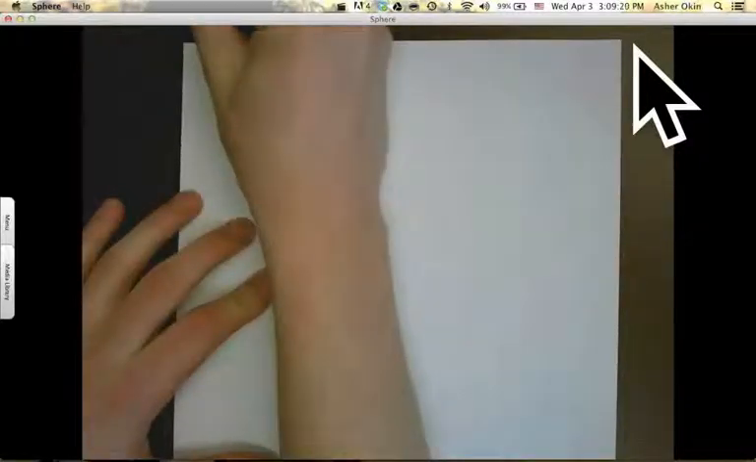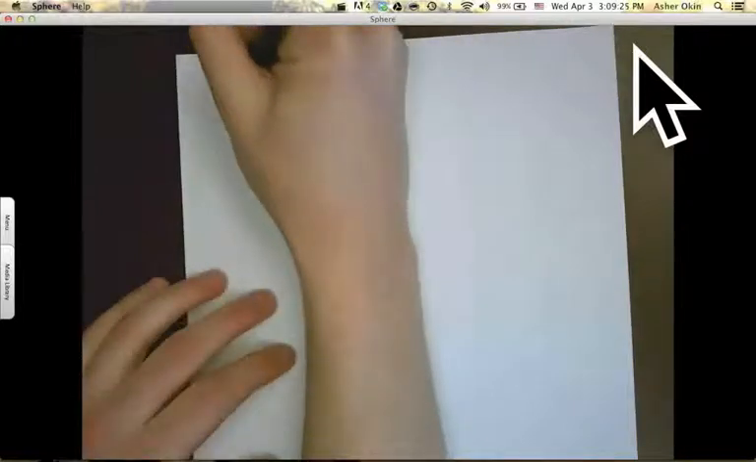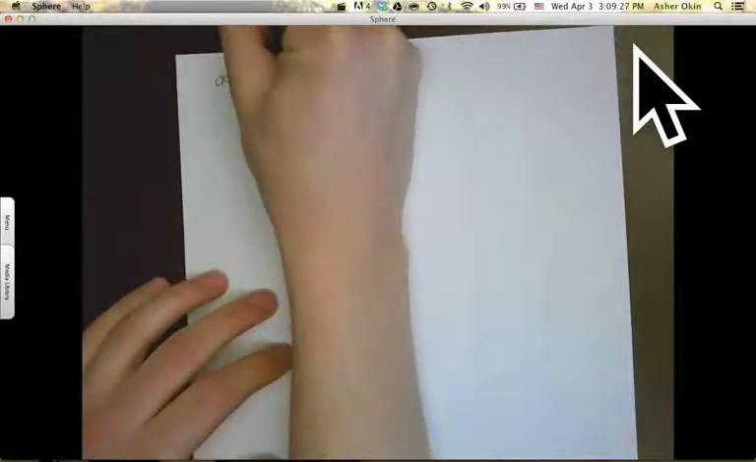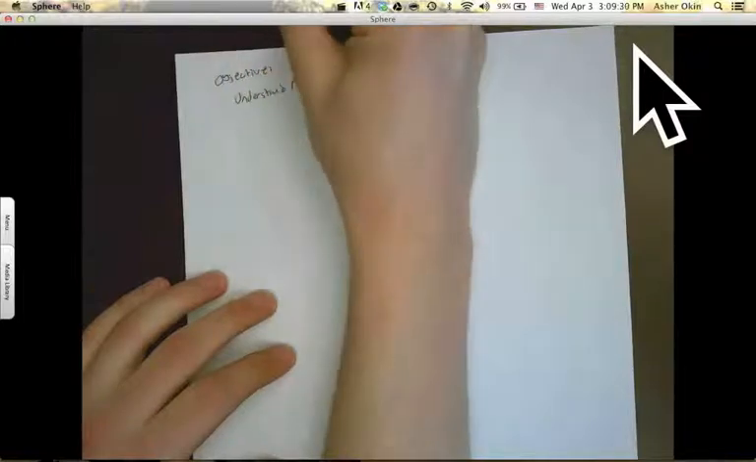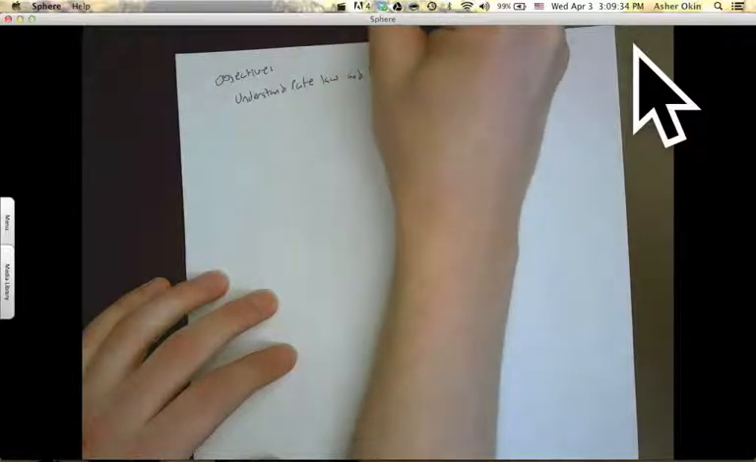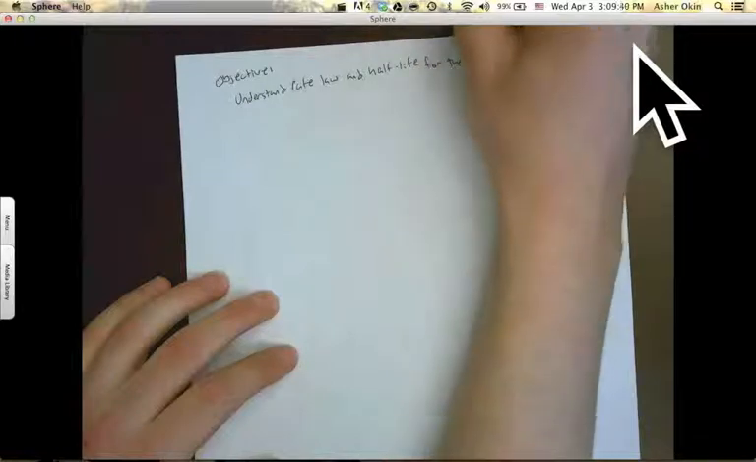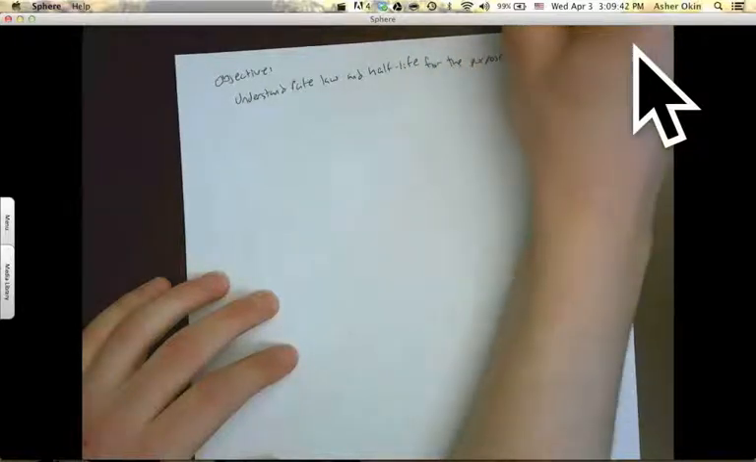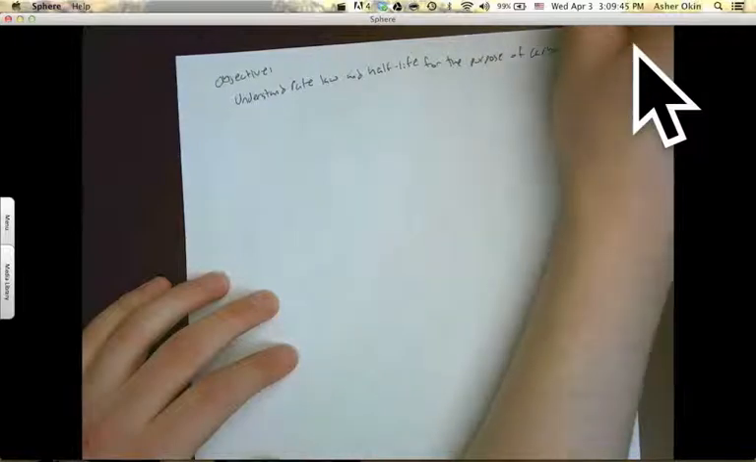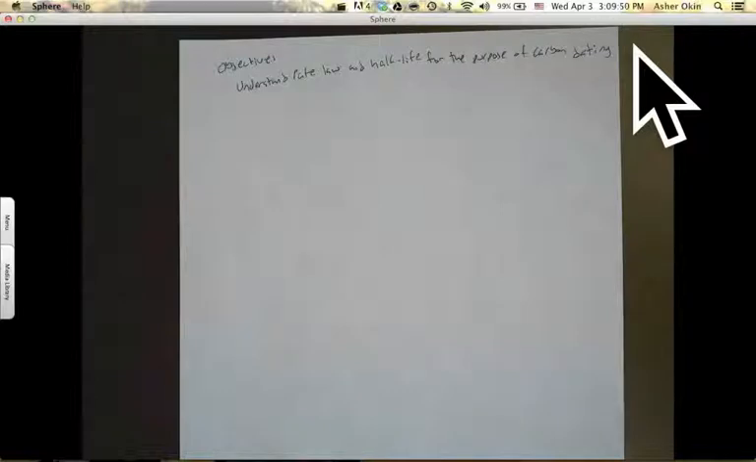So our objective today is to understand rate law and the half-life formulas for the purpose of carbon dating. So why don't we jump right into that?